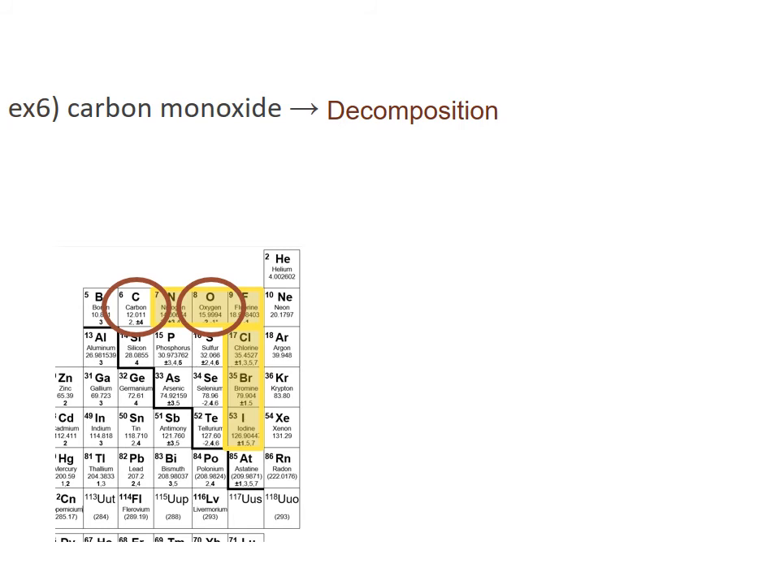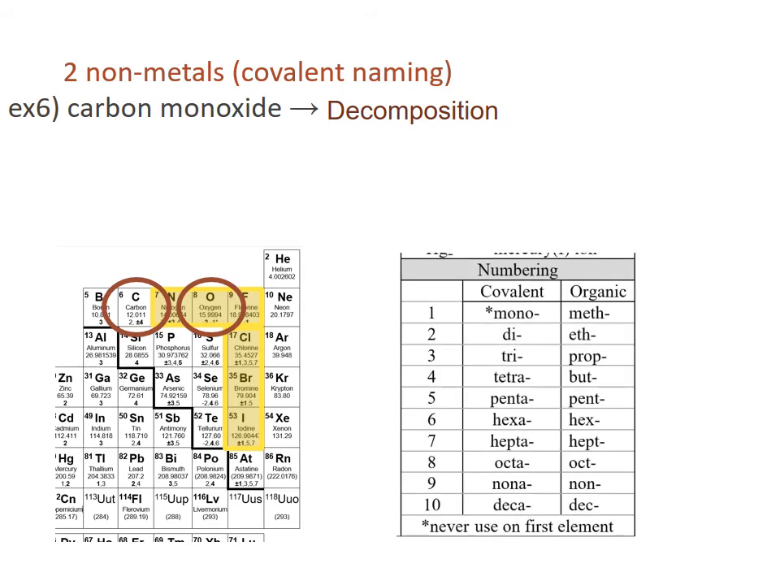So carbon and oxygen are both nonmetals. So that means we have a covalent molecule, and we're using covalent naming. So we will need the covalent naming chart. The only thing we see there is mono. And of course, mono is never listed on the first element listed. So we have 1 carbon there, and we have 1 oxygen.